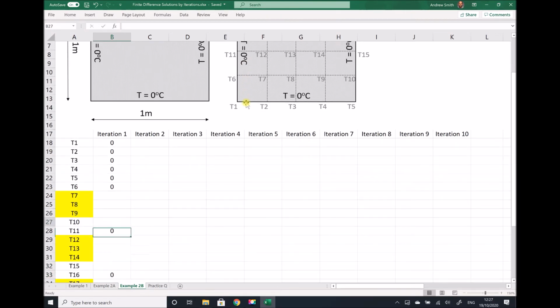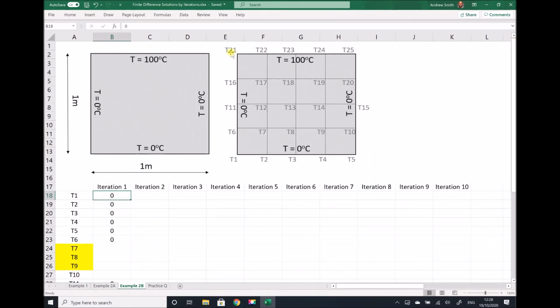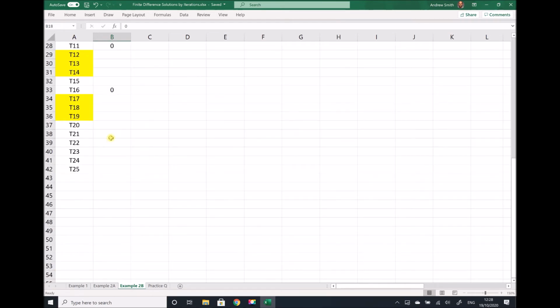But we need to take a little bit of care when we get to the node in the top left-hand corner, T21. That node there sits on two boundaries. It sits on a boundary at 0 degrees, but it also sits on a boundary at 100 degrees. We therefore need to take the average of those two temperatures and assign T21 a temperature of 50 degrees C. So T21, 50.